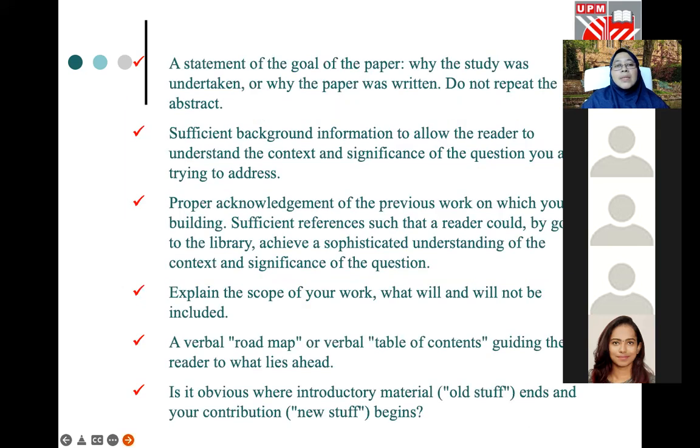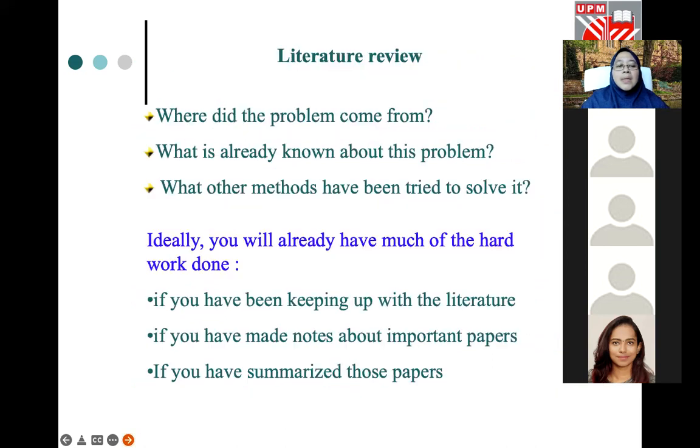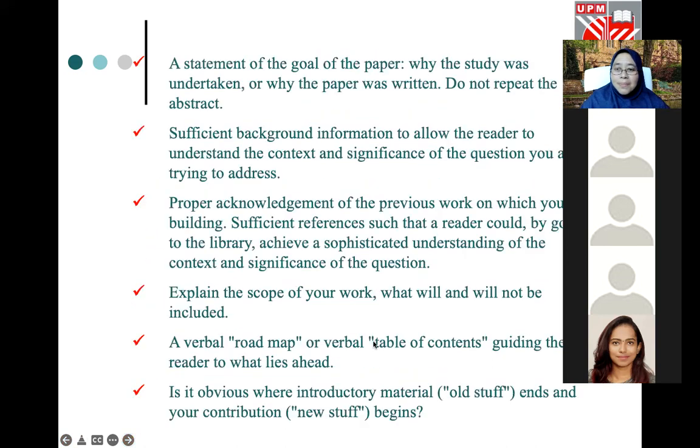And in chapter 1, this one you can read: sufficient background, proper acknowledgement, explain the scope, and the problem statement. The problem statement is in chapter 1. So I will be showing you.